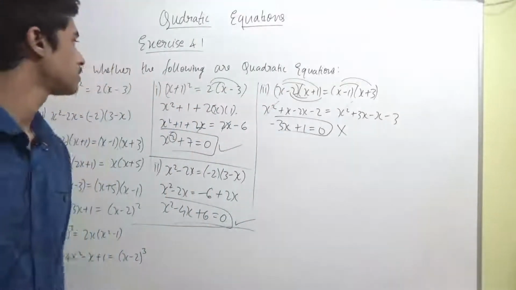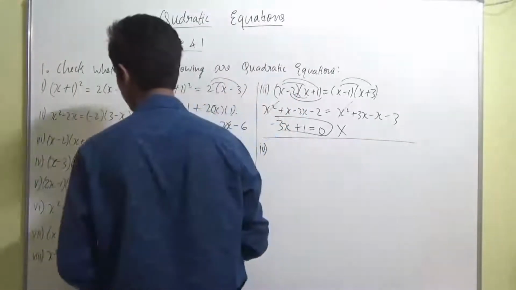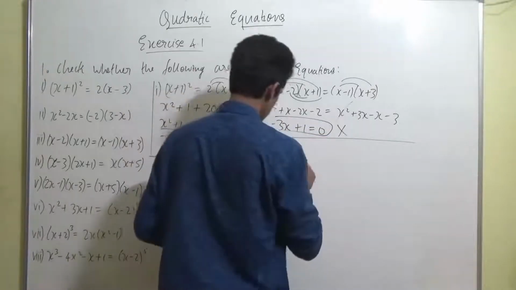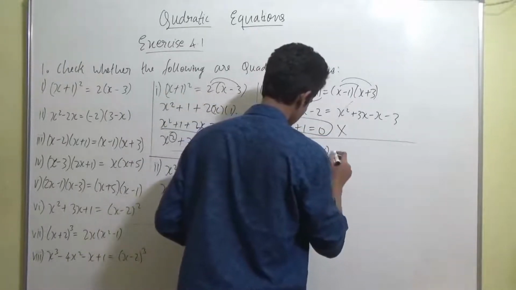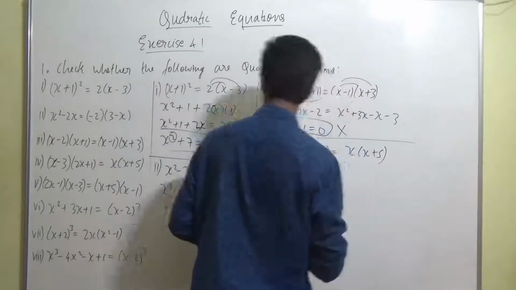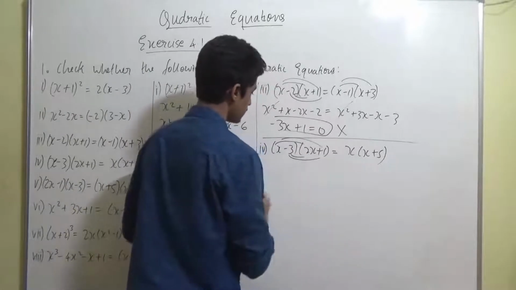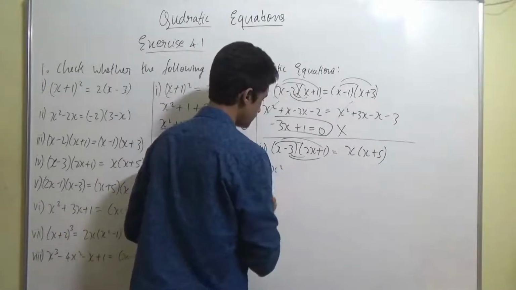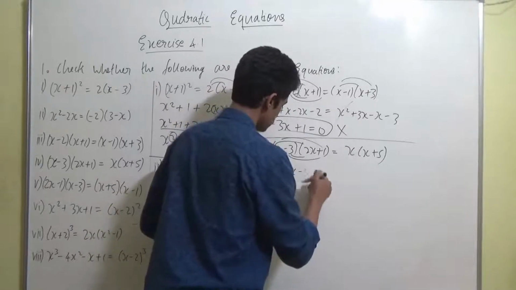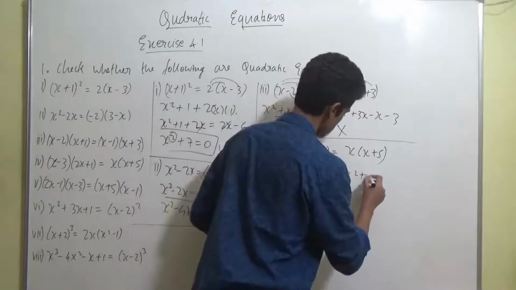Getting it? Now let's go to the fourth sub question. Now if you see the fourth sub question, it is (x minus 3)(2x plus 1) equal to x into (x plus 5). Right, now I'll start expanding even this one. I'll start multiplying them. So it's going to become 2x square plus x minus 6x minus 3 equal to x square plus 5x.